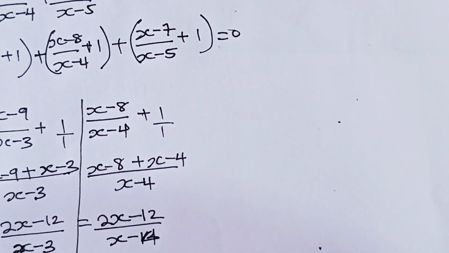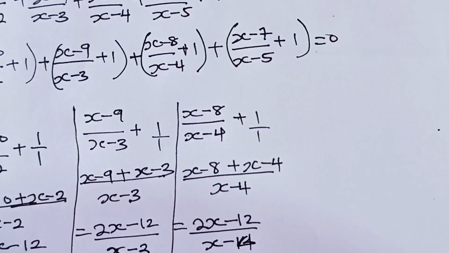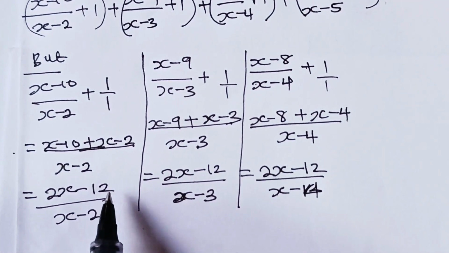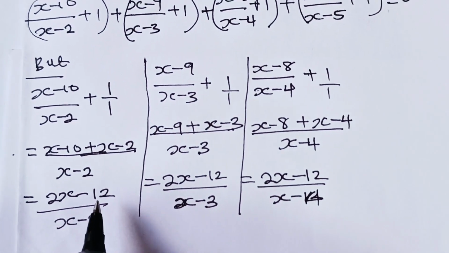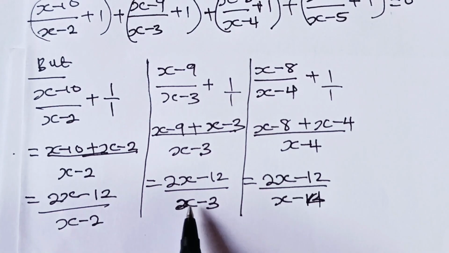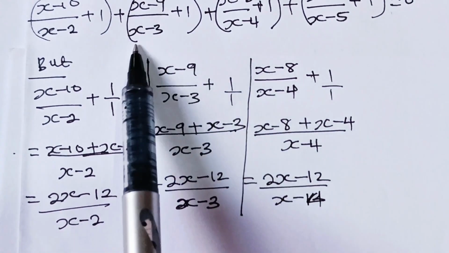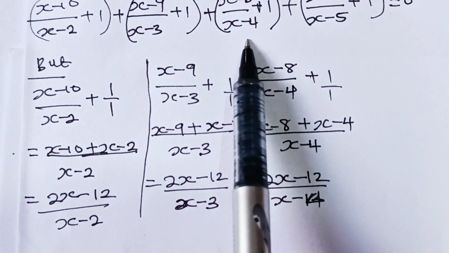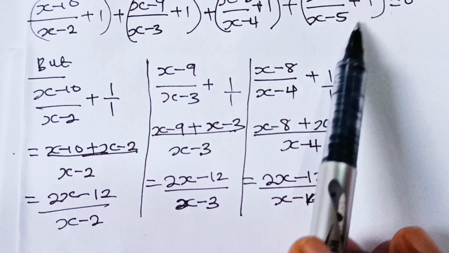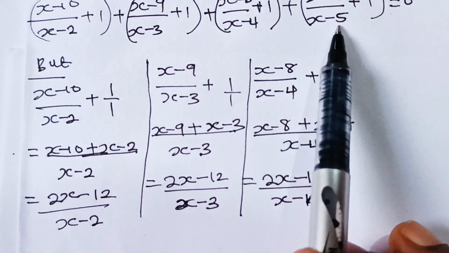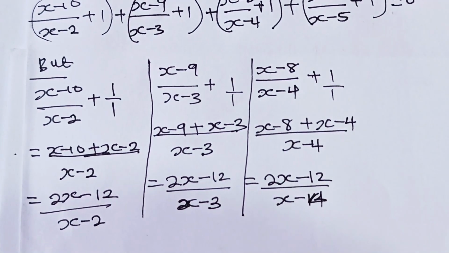Now I want us to check something. It's like we have a trend. Notice that for all of them, the numerator is 2x minus 12. So this one is 2x minus 12 over x minus 3. This one is 2x minus 12 over x minus 4. So you notice that if we solve this, we are going to have 2x minus 12 divided by x minus 5. So let's not waste our time solving it.